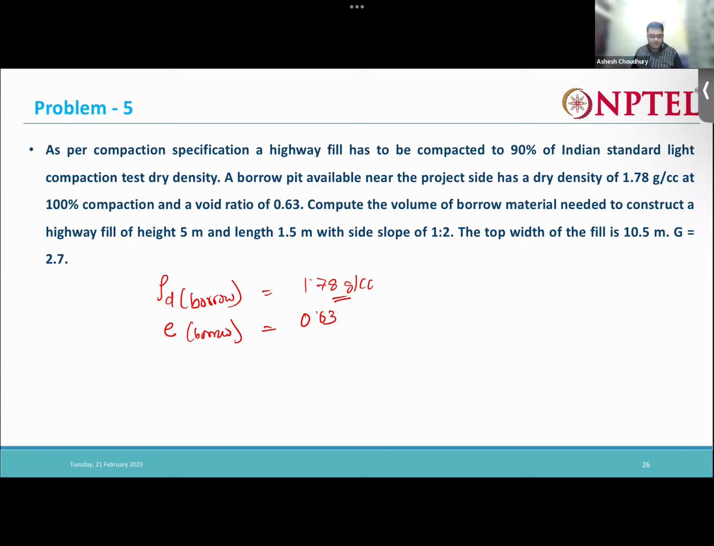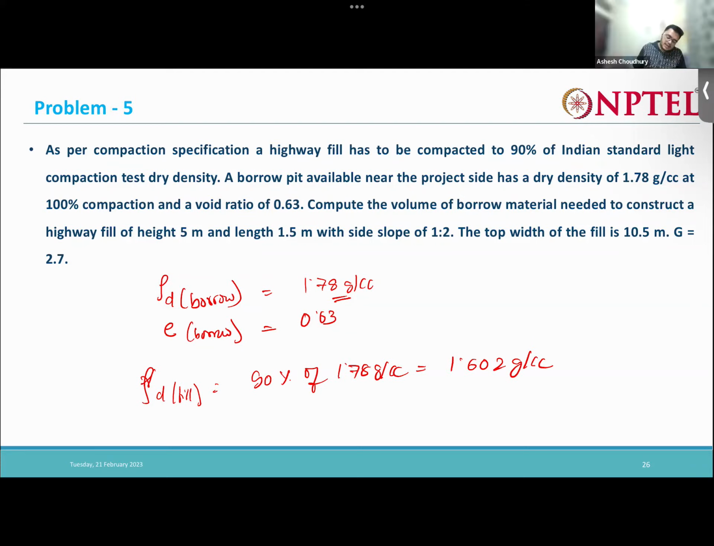Also, the void ratio is given. So this dry density, which you are calling 100% compaction, is the maximum dry density that we can obtain by doing the Indian Standard light compaction test. Now it is told that 90% of this dry density has to be achieved in the field. So the field dry density is 90% of 1.78 gram per cc, which is nothing but 1.602 gram per cc. This much is clear? Yes, sir.